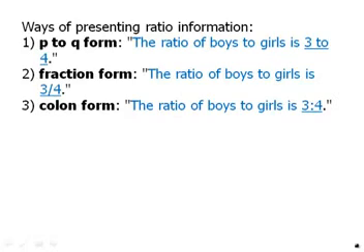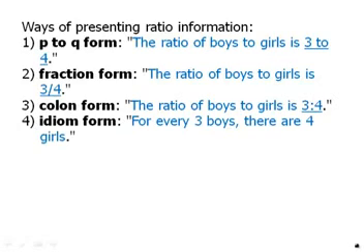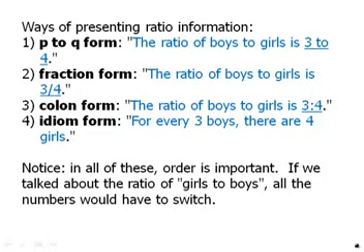And then finally, a tricky one, I'll call this idiom form. For every 3 boys, there are 4 girls. That's an idiomatic way in English to say exactly the same thing. All 4 of these contain exactly the same information. Now, of course, of these 4 forms, the most useful by far is fraction form, because when we rewrite the ratio in fraction form, then we can do math with it. Notice, in all of these, order is important. If we talked about the ratio of girls to boys, all the numbers would have to switch. So girls to boys would be 4 to 3 or 4/3, something along those lines.